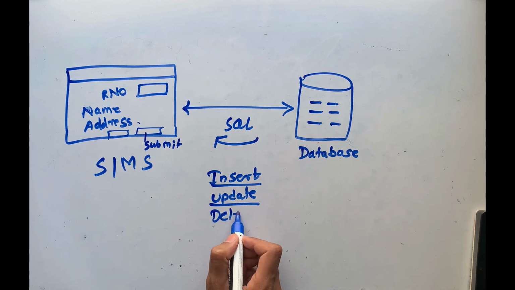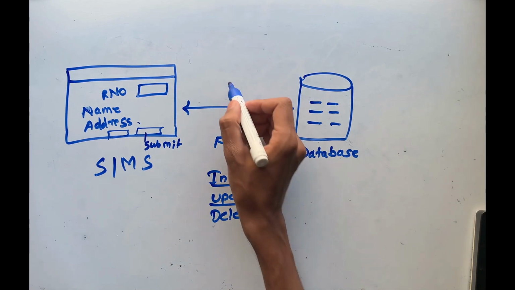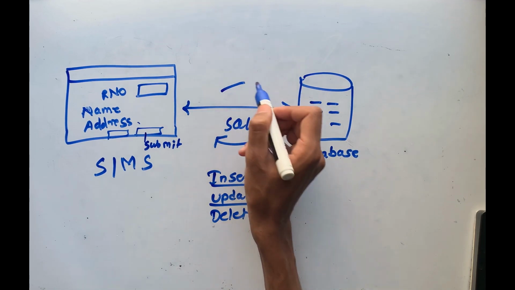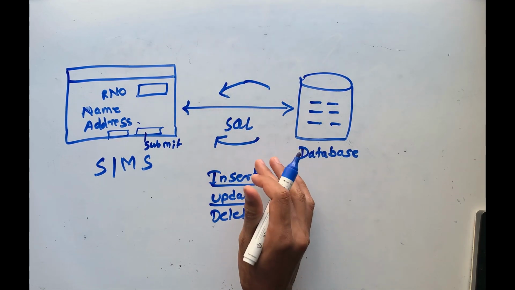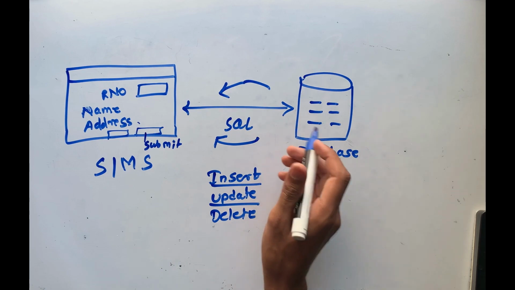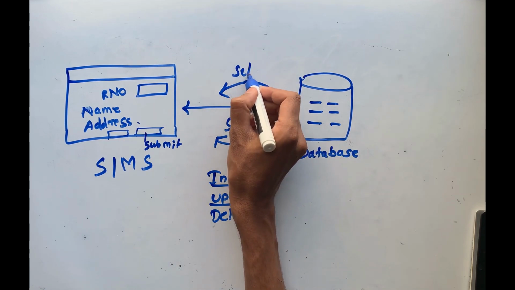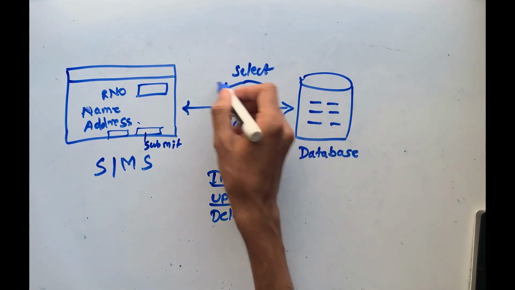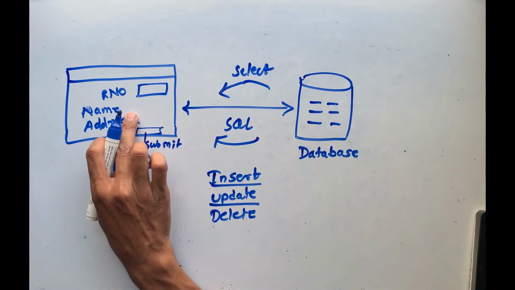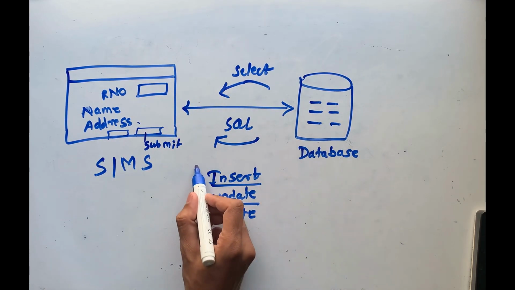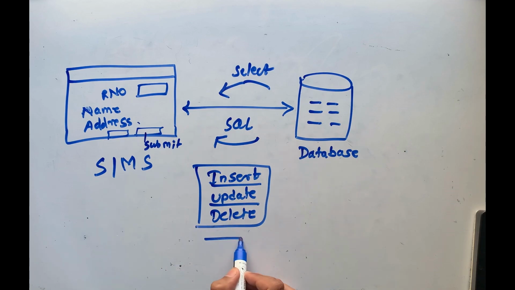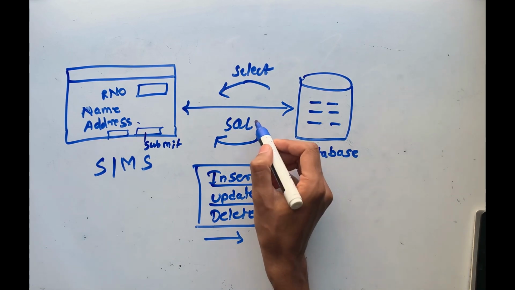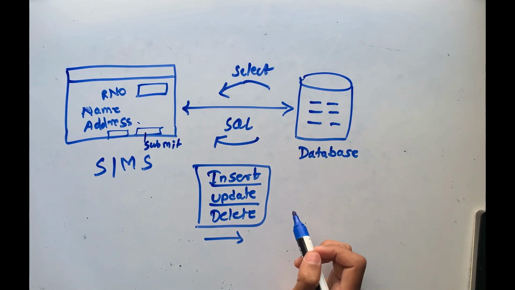At that time, the delete query is used, and when we have to fetch the data from the database, the select query is used, meaning fetching the data from the database on the portal. These queries are used from the application to the database. So as you know, that is what SQL means.